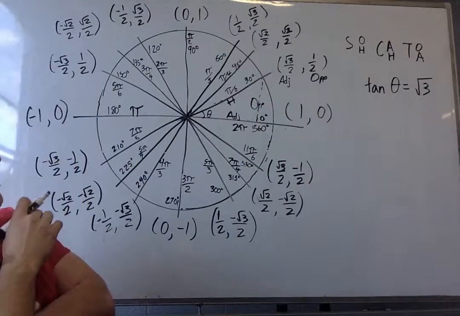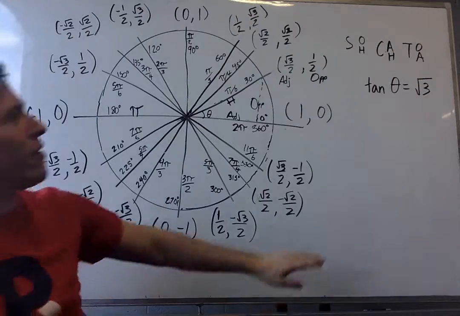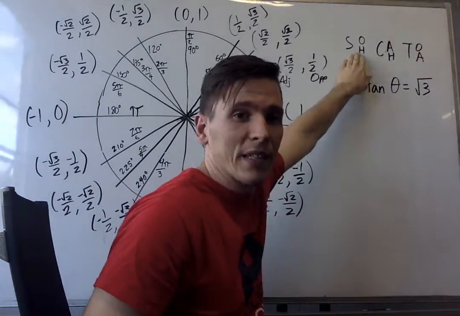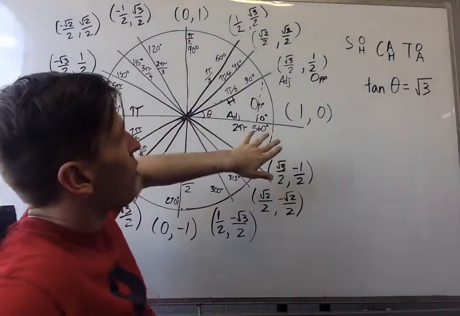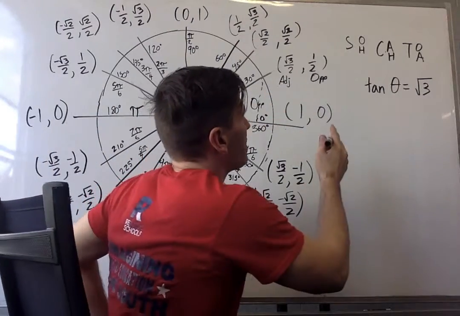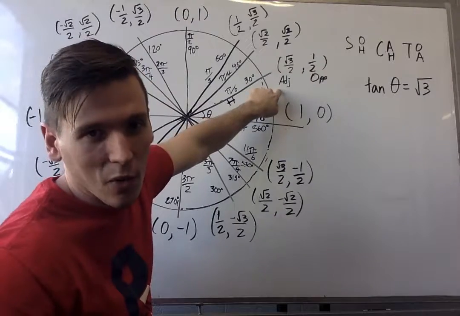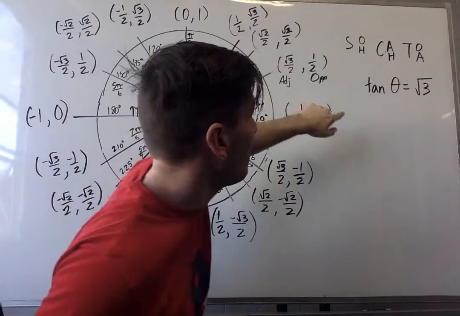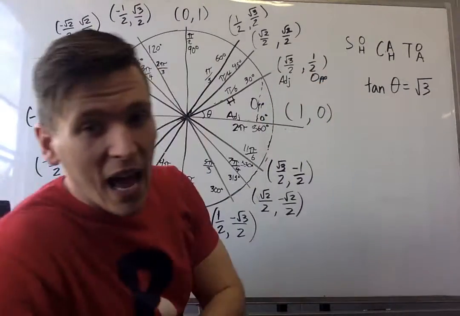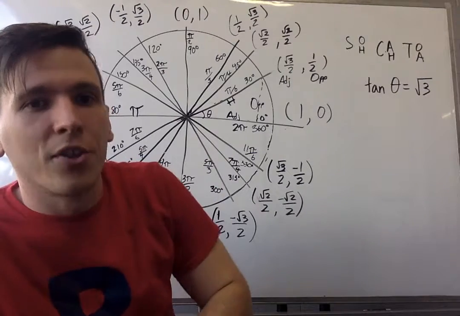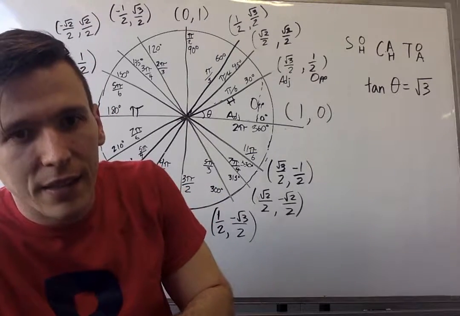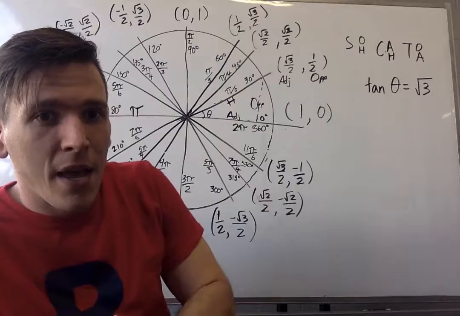So what that means is, at any point, instead of having to go back through and think through all of this, like if I want to find sine of some angle, every time I see an opposite, I can use the y-coordinate. Every time I see an adjacent, I can use the x-coordinate. And every time I see a hypotenuse, I can use the number 1, instead of having to draw out a triangle and figure out the side lengths. So this is going to save me a ton of time.